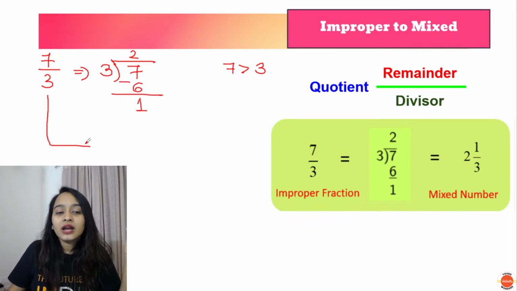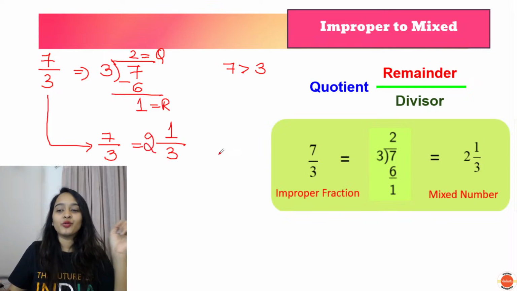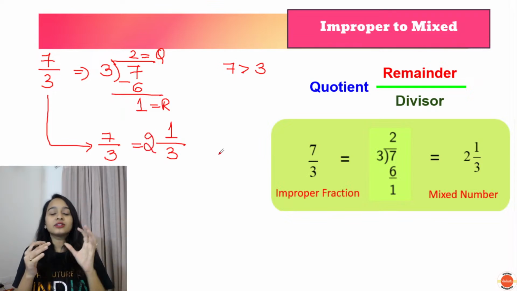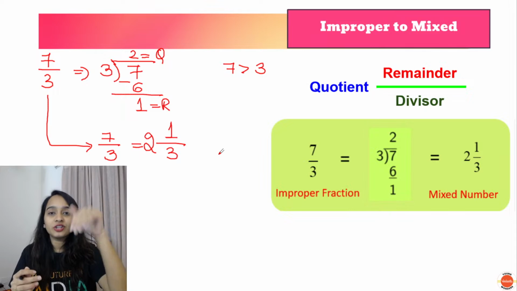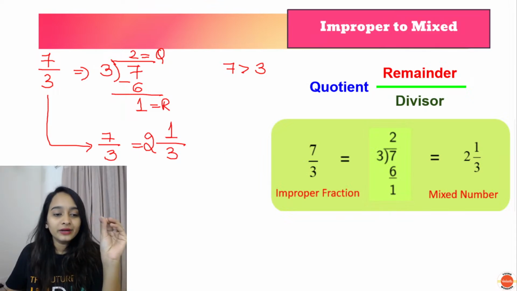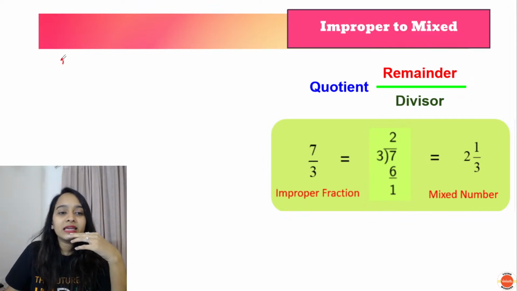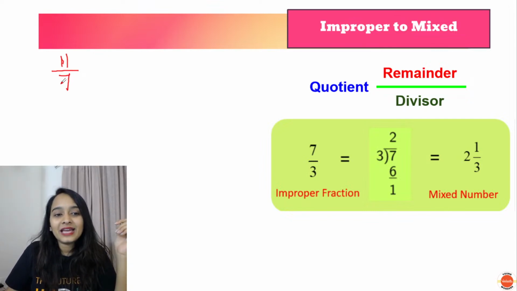So how do you convert this 7 by 3? You can write it as: the quotient becomes the whole number and the remainder becomes the numerator. Let me give one more example here. Let's take 11 by 7. Okay, so what do you have to do?